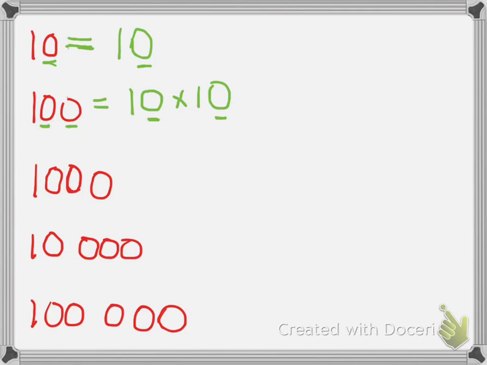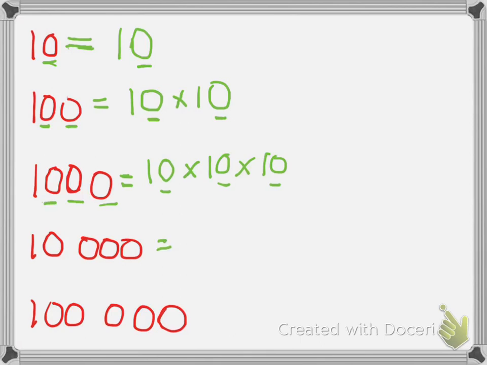Now if we keep going down, here I am at 1000. Hopefully you're seeing a pattern here. If I take my 10 times 10, which was 100, and I multiply that by yet another 10, or a third 10, 1, 2, 3 zeros, 10 to the power of 3, or 3 tens, and then 1, 2, 3 zeros. And this pattern continues.